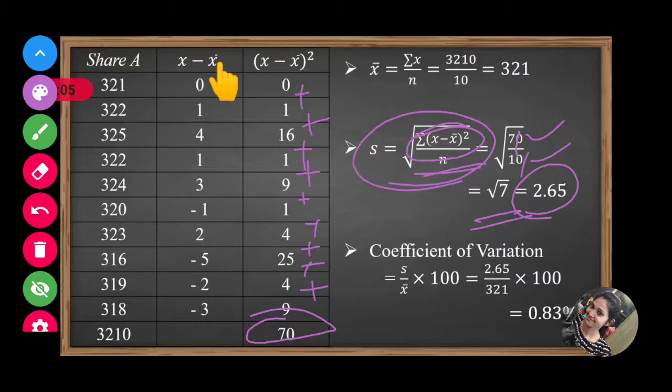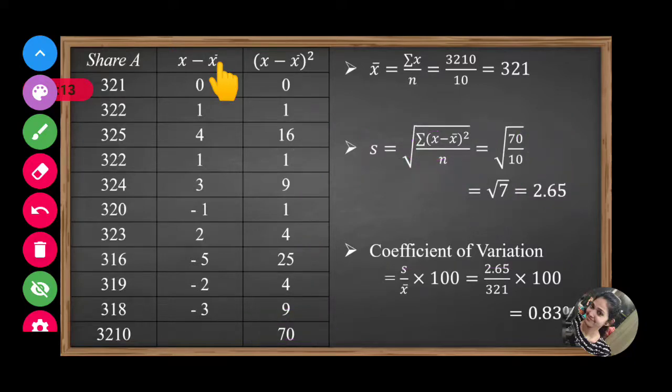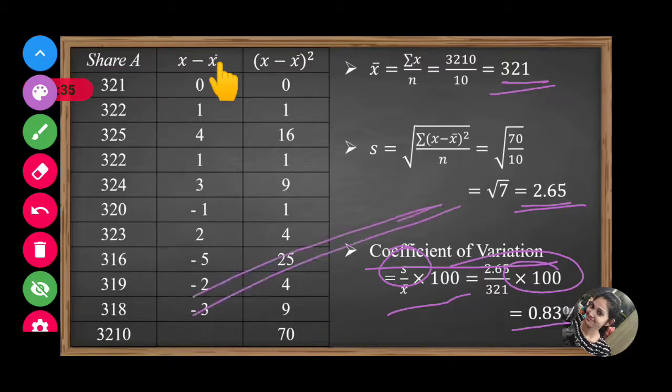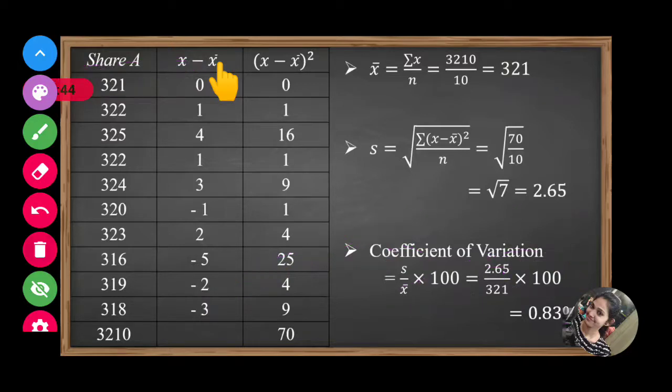Now what do we have to find? We have to find the relative variation. Relative variation means the coefficient of variation is equal to s upon x bar into 100. What is the x bar value? 2.65 upon x bar 321 into 100. So the answer is 0.83%. Here we are multiplying by 100, that means we have to write down the answer in percentage. This entire procedure we completed only for share A. This same procedure we have to follow for share B. See how to complete it.